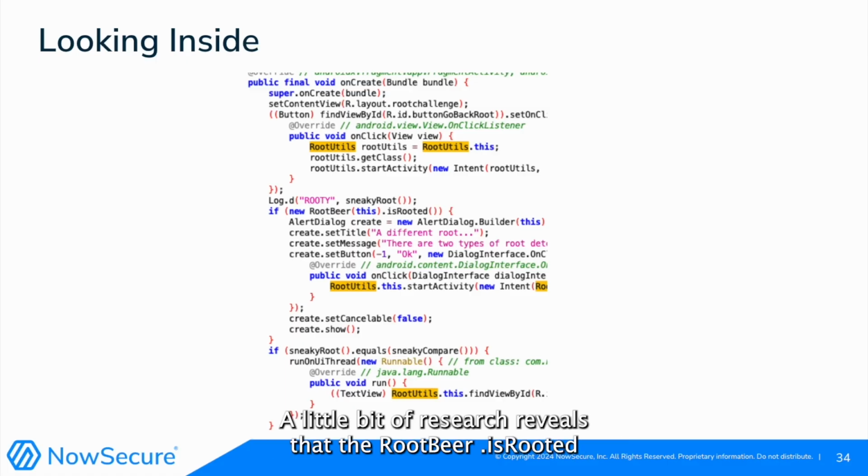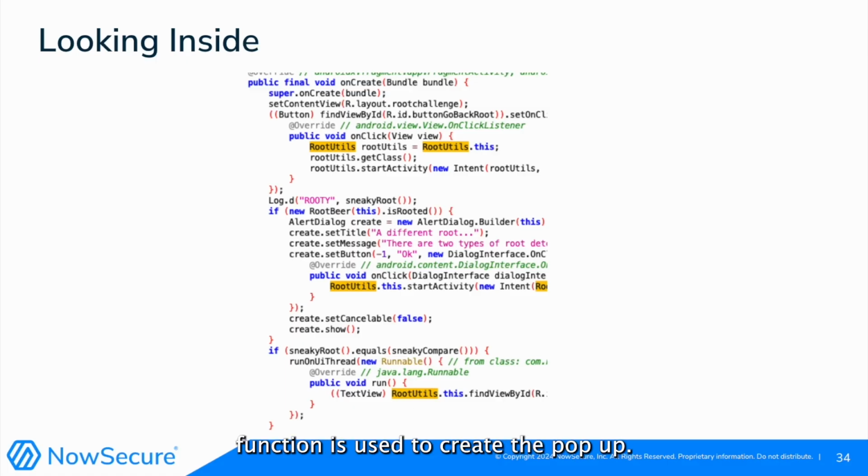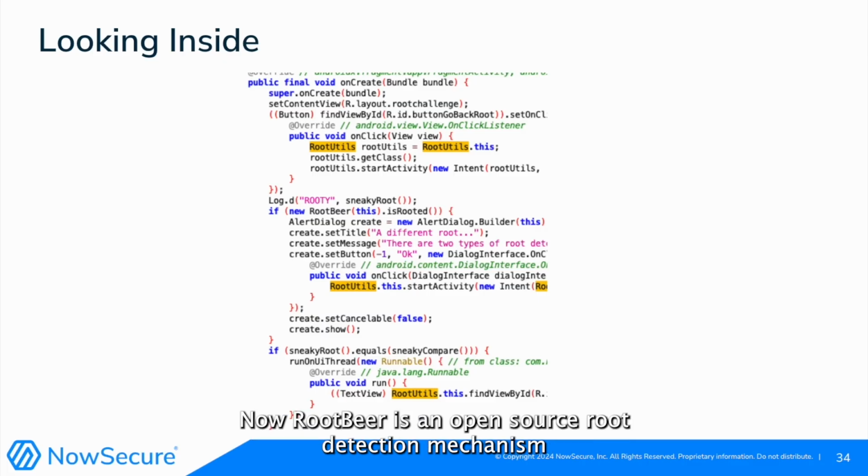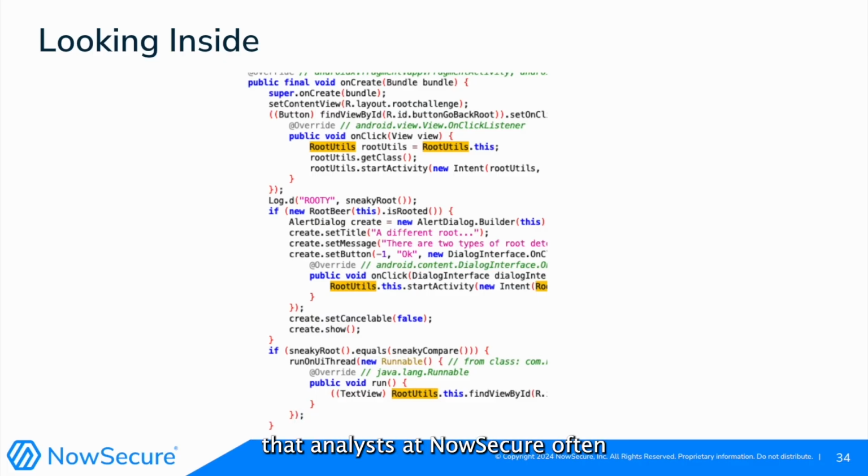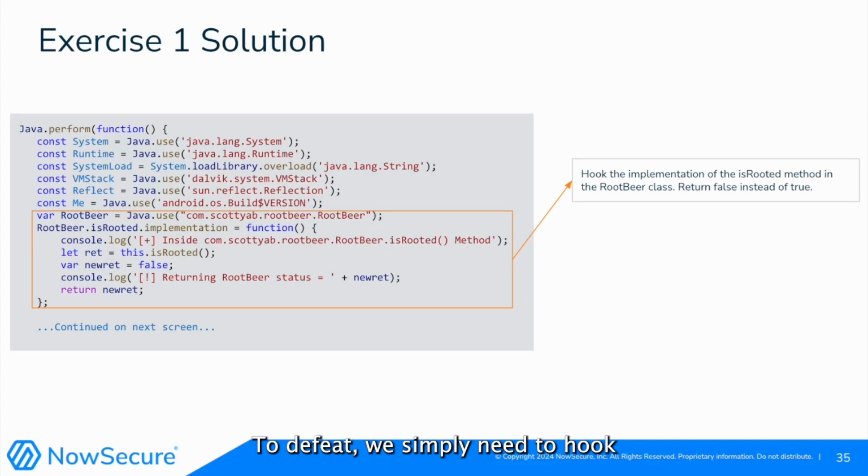A little bit of research reveals that the RootBeer isRooted function is used to create the pop-up. Now, RootBeer is an open source root detection mechanism that analysts at NowSecure often see in publicly available apps. To defeat it, we simply need to hook the isRooted function and return false.